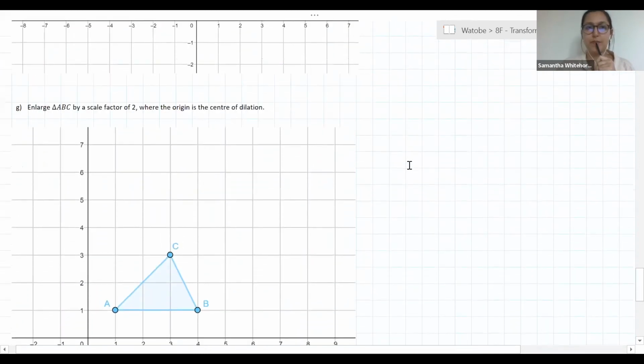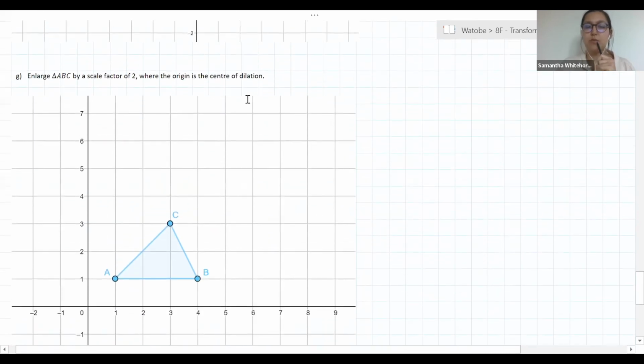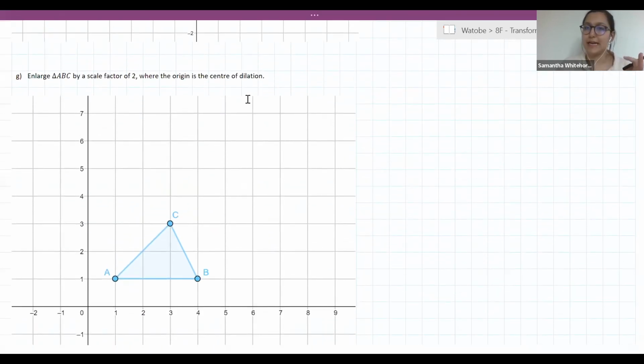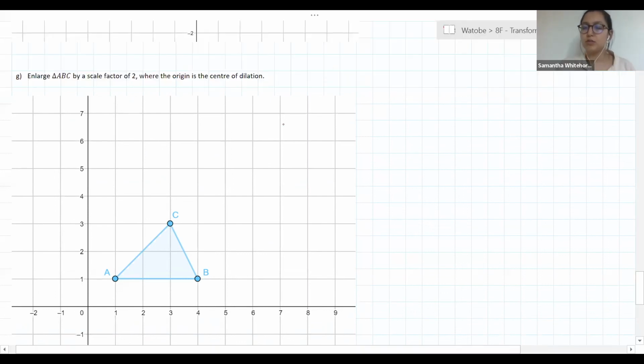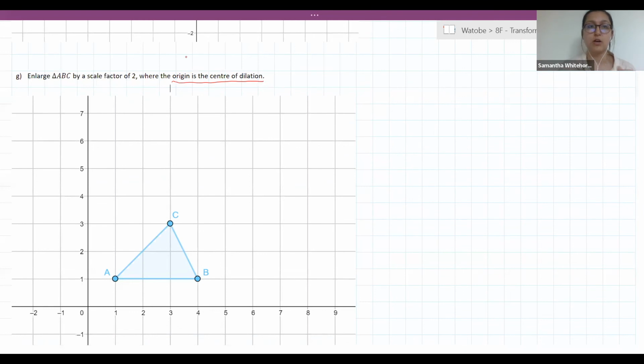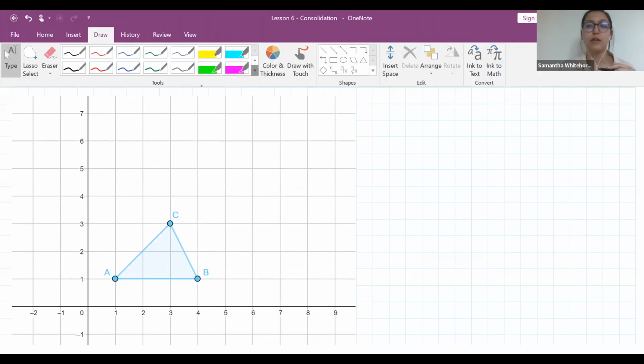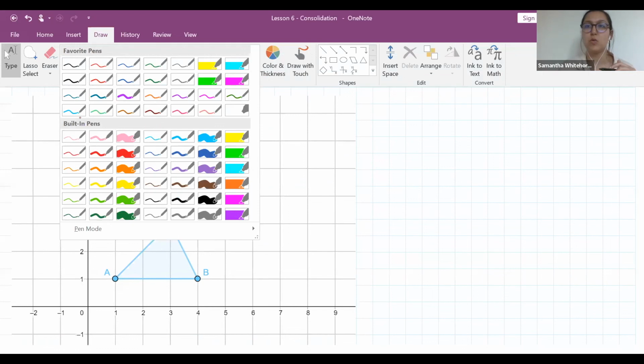Alrighty. So the last transformation that we have spoken about is dilations, or enlargements or reductions. Now, the easiest way to do an enlargement or a reduction when the origin is the center of dilation is just to multiply by your scale factor. So my first question is, can anyone tell me the original coordinates of this triangle? So the original A, B, and C coordinates.